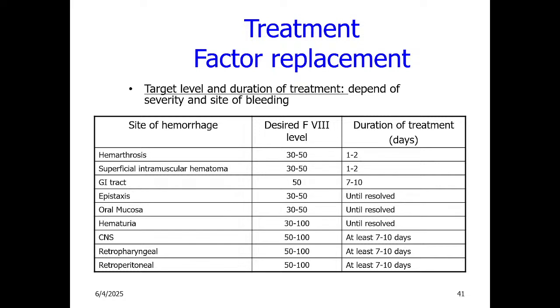Then epistaxis until it is resolved, oral mucosa until resolved, hematuria until resolved, but CNS bleed, retroperitoneal and retropharyngeal, we need at least 7 to 10 days of replacement. Otherwise, rebleed will be there, and rebleed may be life threatening in these situations.